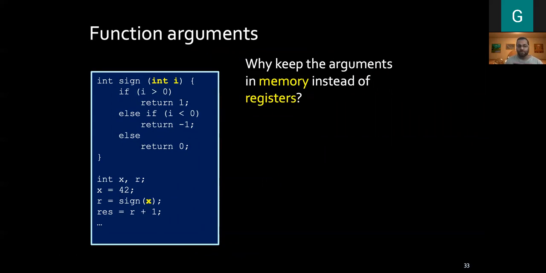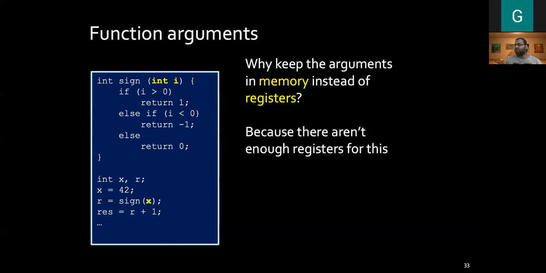So we need to pass in arguments to the function. Why do we keep them in memory? The reason is because there might just not be enough registers. And in this case, for this function, we have just one argument. So we could store them in memory. But in general, a function may have many different arguments.